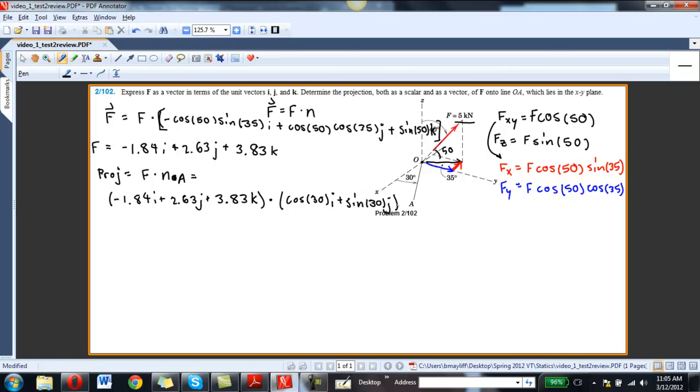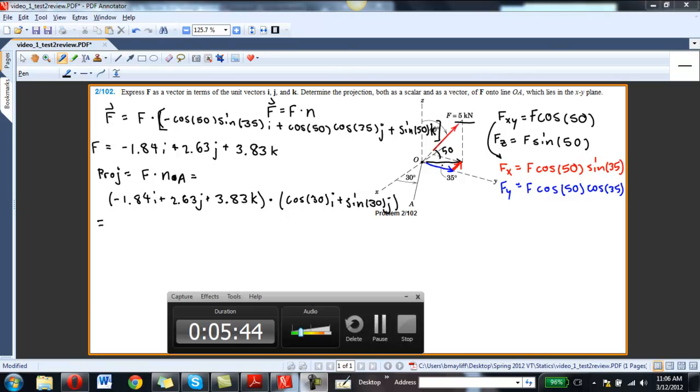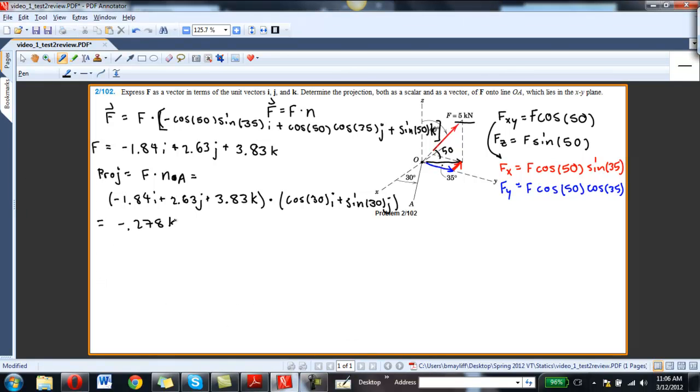Let's see here. And I'll just quickly multiply that out. And that is what we get there. Yeah, so that's what we have right now. And this is just the magnitude, as I said before, the scalar.